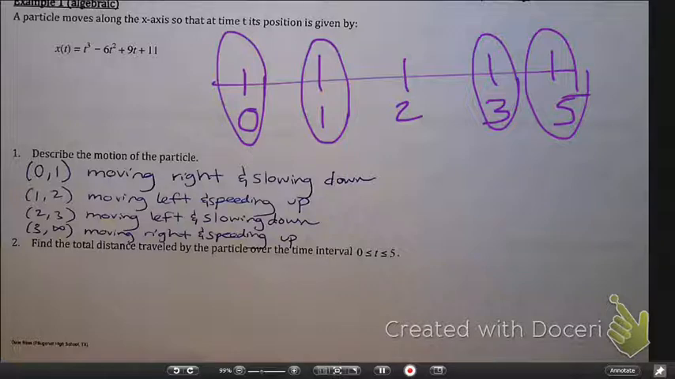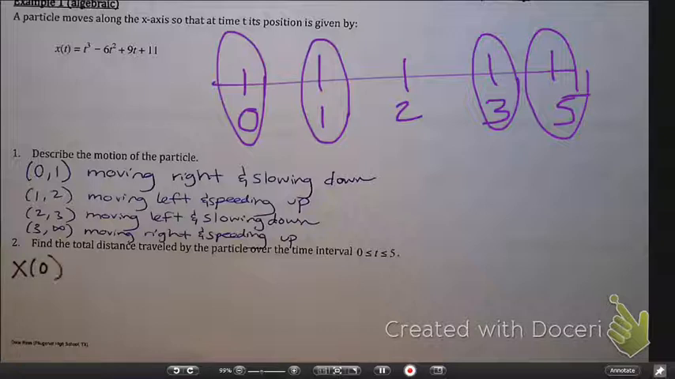Substitute the numbers into what? The position function. If we can figure out where it is at those moments in time, we can figure out how far it's gone. So let's figure out where the particle was at 0, at 1, at 3, and at 5. So we're literally going to plug in. Let's start with x of 0.